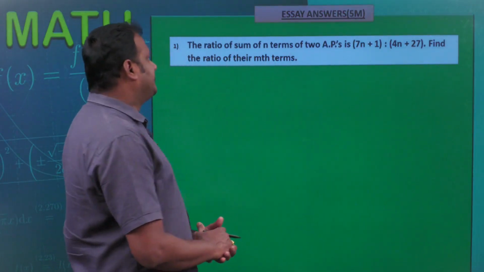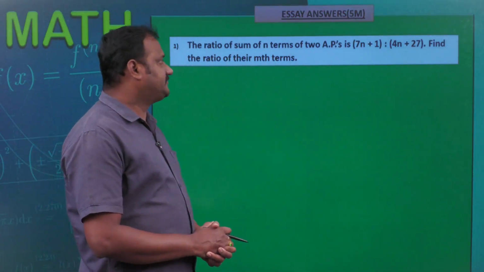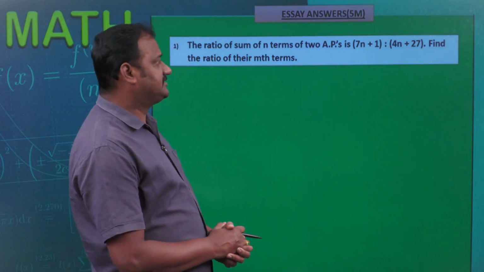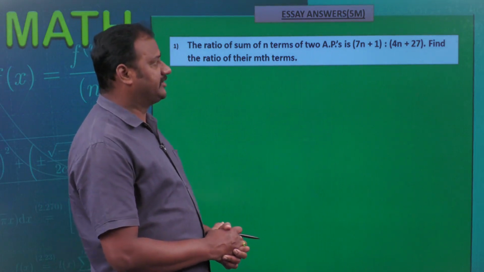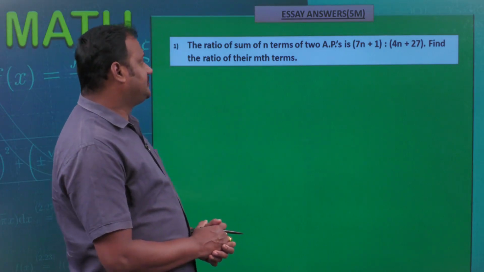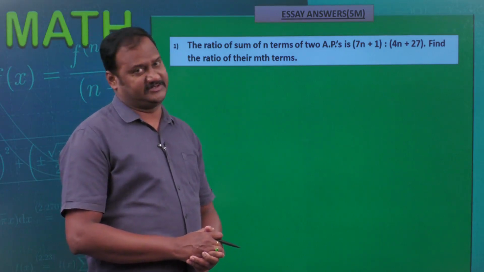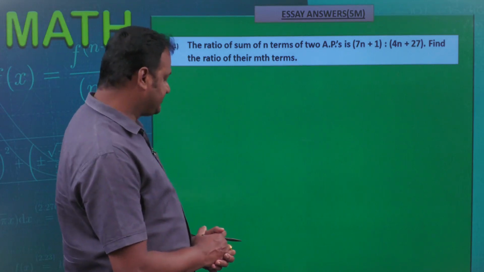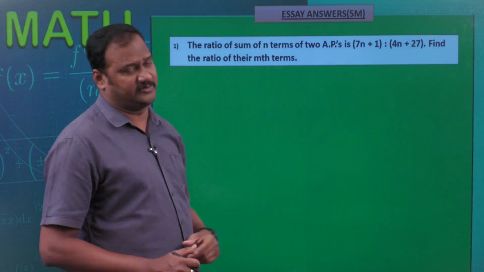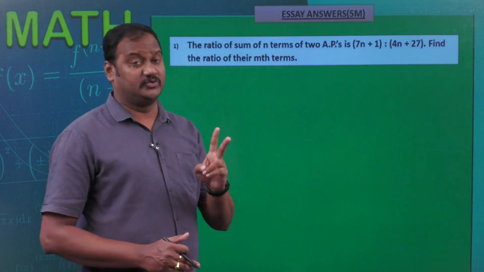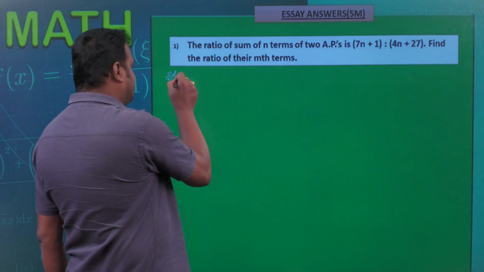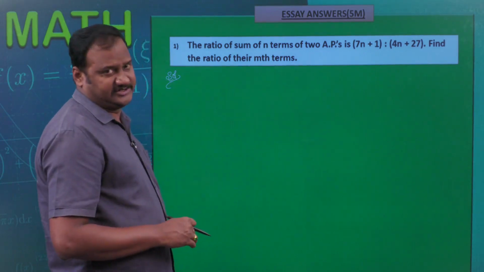See, the very first problem here is: the ratio of the sum of n terms of two arithmetic progressions is 7n plus 1 is to 4n plus 27. Then find the ratio of their mth terms. So what is the information given here? Ratio of the sum of n terms of two arithmetic progressions. Two different arithmetic progressions. So let us start with what are those two arithmetic progressions.